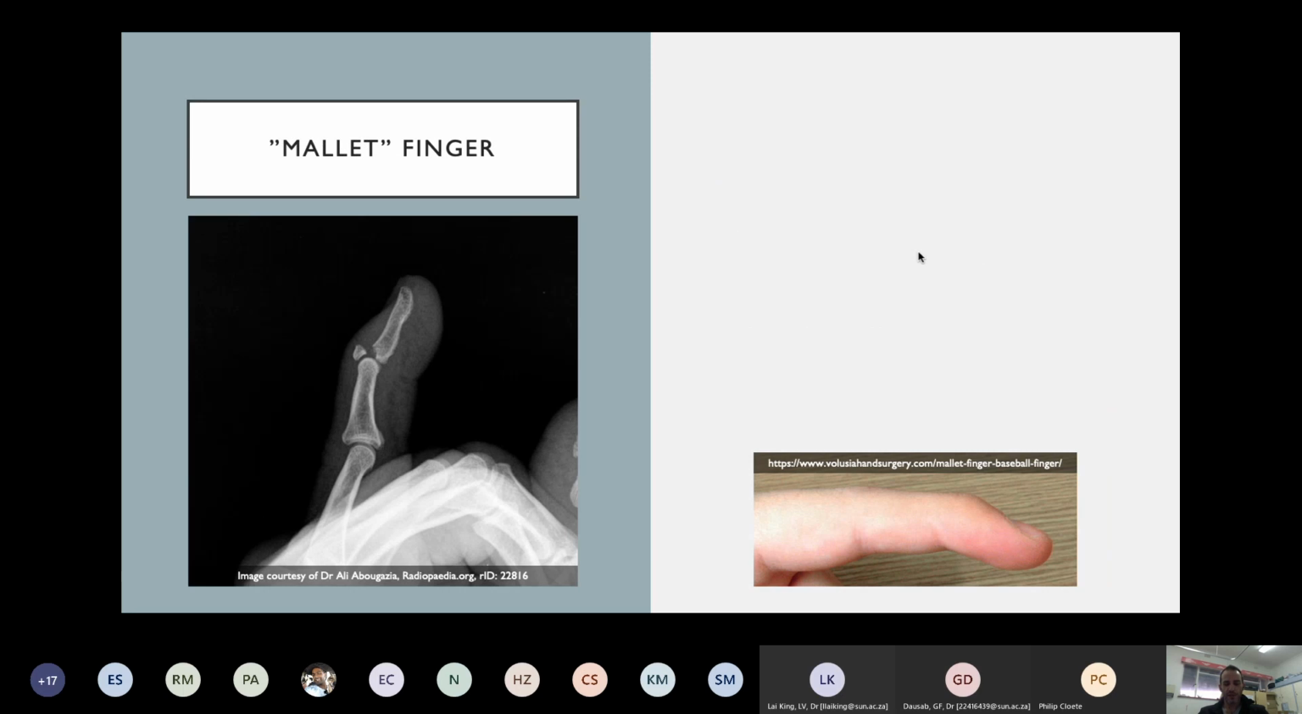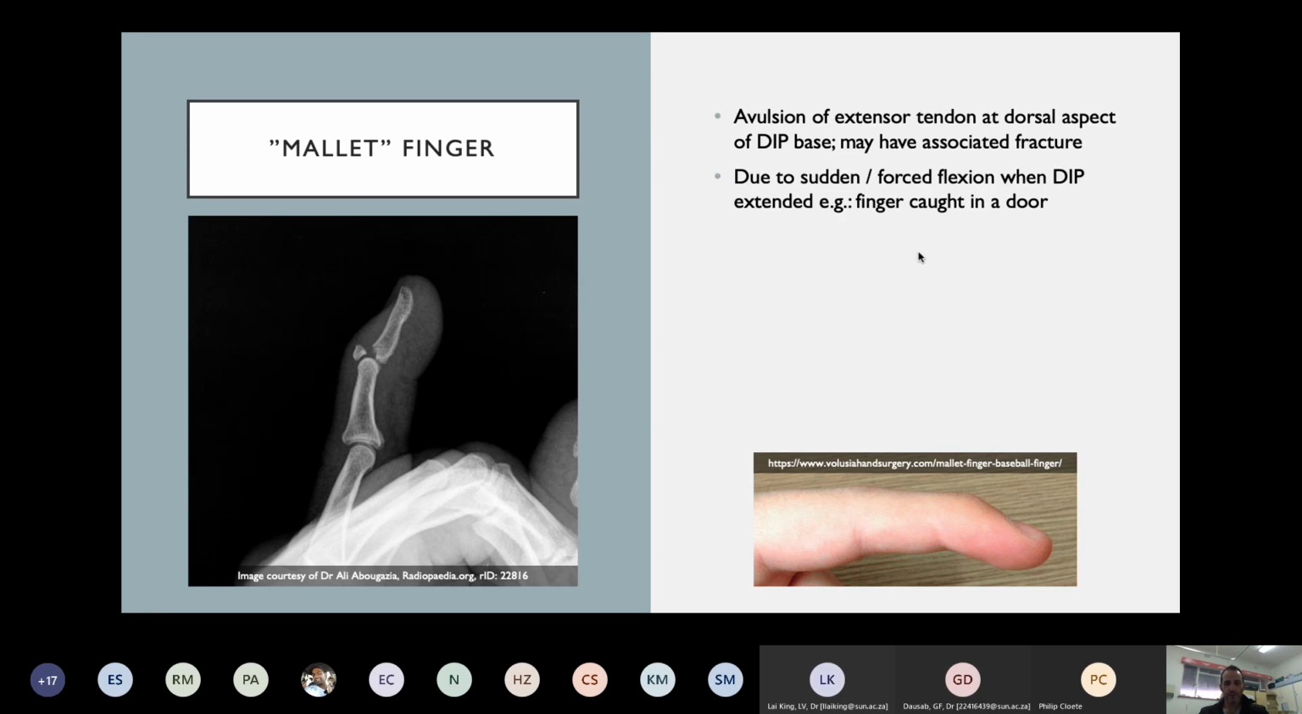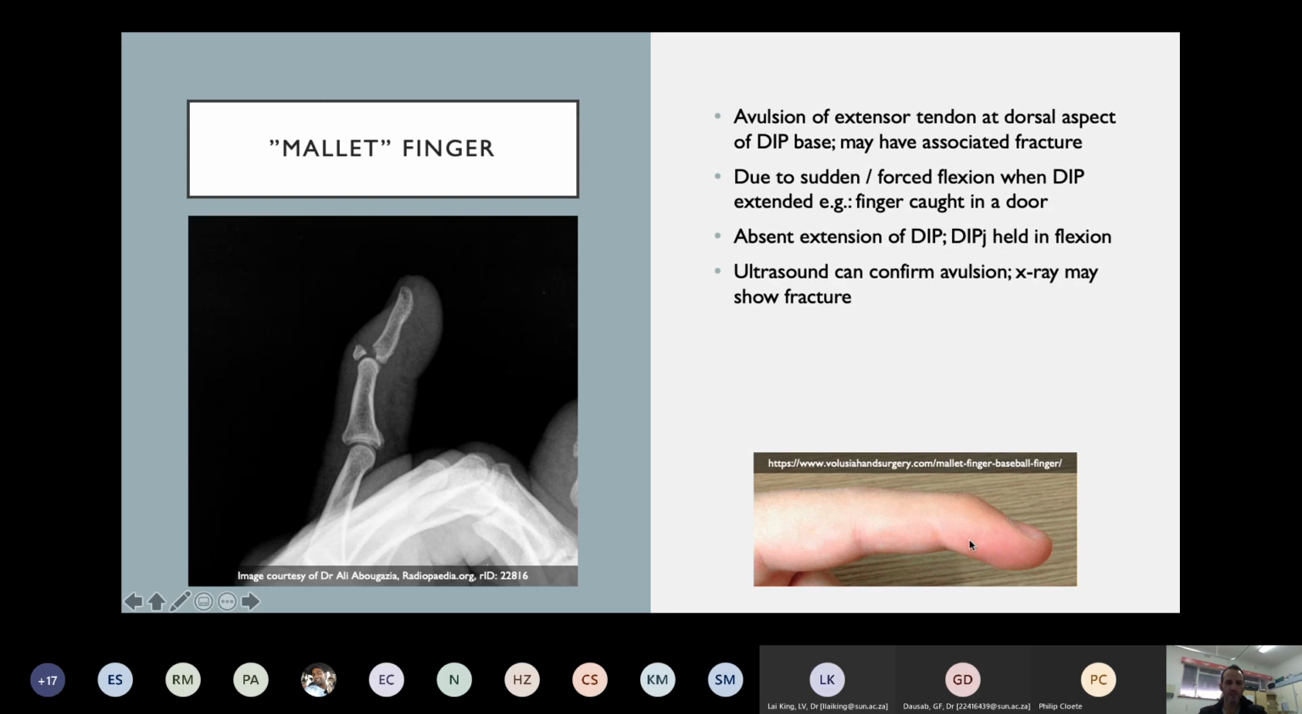The mallet finger is a force applied to an extended finger. So it's the avulsion of the extensor tendon at the dorsal aspect of the distal phalanx, and they might have associated fractures. So when the finger is extended, but there's forceful flexion applied, say, for instance, the finger's caught in the door, they might have avulsion of that extensor tendon. They would have absent extension of the distal interphalangeal joint, and the finger might be held in flexion, as depicted in the picture below. Again, ultrasound can confirm tendon avulsion.